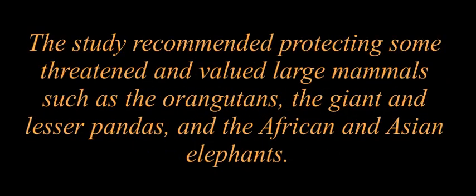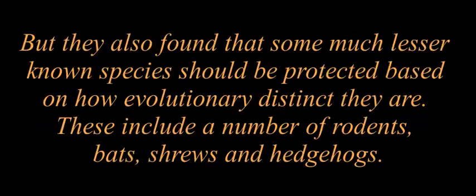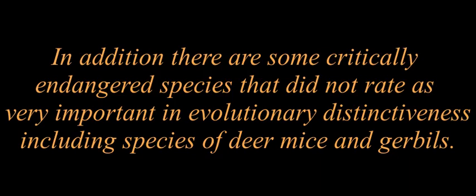The study recommended protecting some threatened and valued large mammals such as the orangutans, the giant and lesser pandas, and the African and Asian elephants. But they also found that some much lesser known species should be protected based on how evolutionary distinct they are. These include a number of rodents, bats, shrews, and hedgehogs. In addition, there are some critically endangered species that did not rate as very important in evolutionary distinctiveness, including species of deer mice and gerbils.